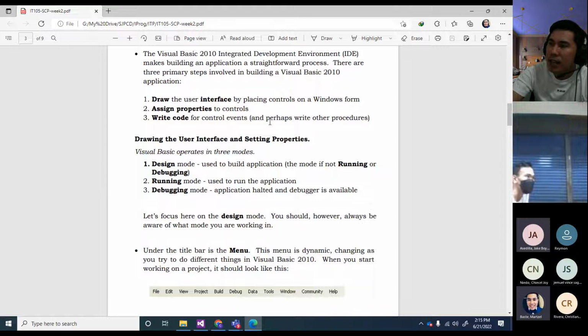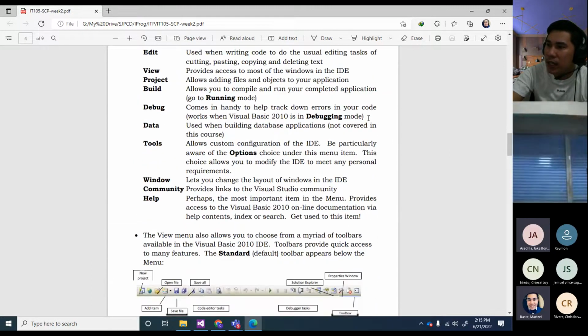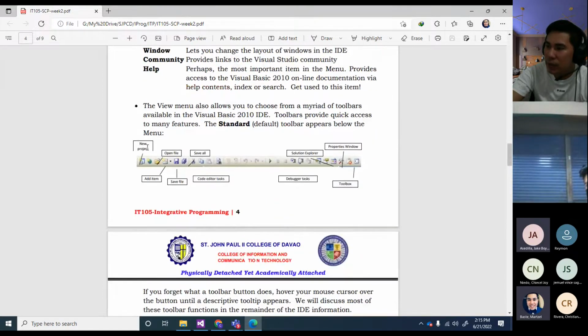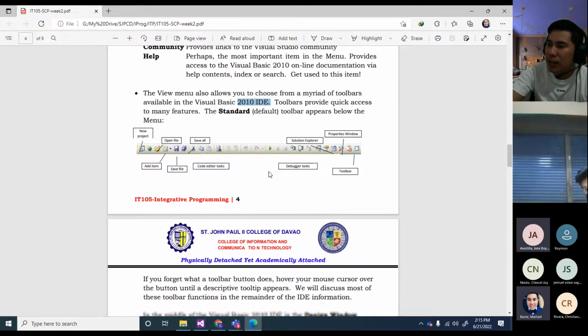And then these are the 3 steps in developing a user interface in .NET. So we have: draw the UI, assign properties to controls, and write code or attach code to controls. So please do read all these definitions, and also familiarize yourselves with the environment. Although this one is still 2010, the newer version is 2012, but most likely they have the same icons.